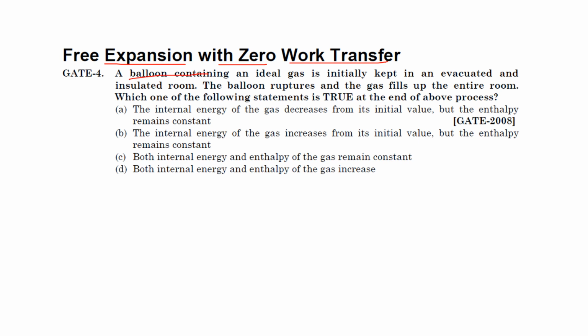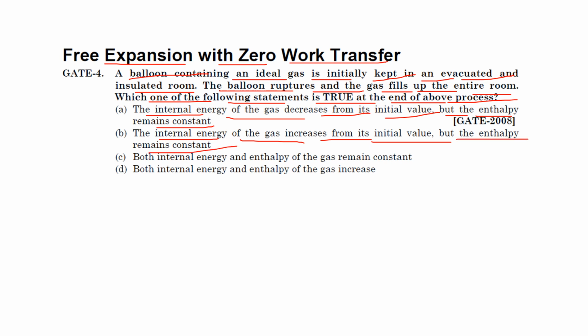Let's read that. A balloon containing an ideal gas is initially kept in an evacuated insulated room. The balloon ruptures and the gas fills up the entire room. Which one of the following statements is true at the end of the above process? Okay, so let's read that. The internal energy of the gas decreases from its initial value, but the enthalpy remains constant. The internal energy of gas increases from its initial value, but enthalpy remains constant. Both internal energy and enthalpy of gas remain constant. Both internal energy and enthalpy of gas increase.